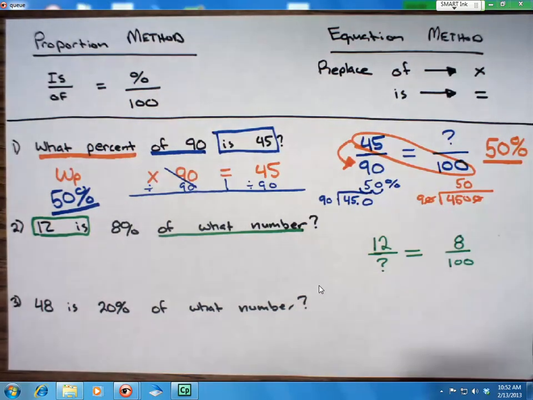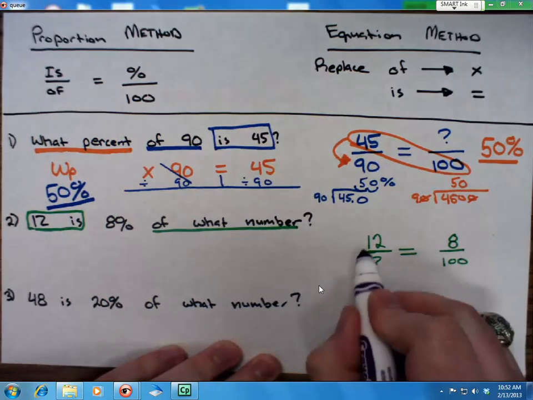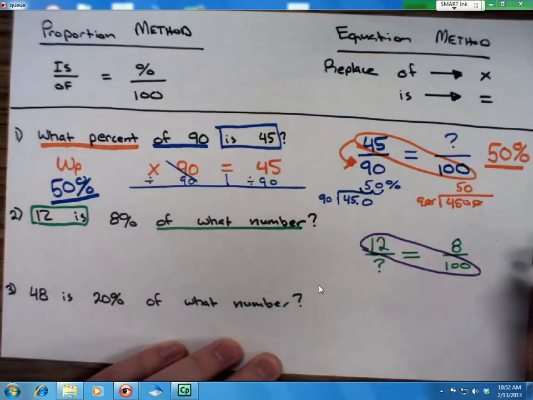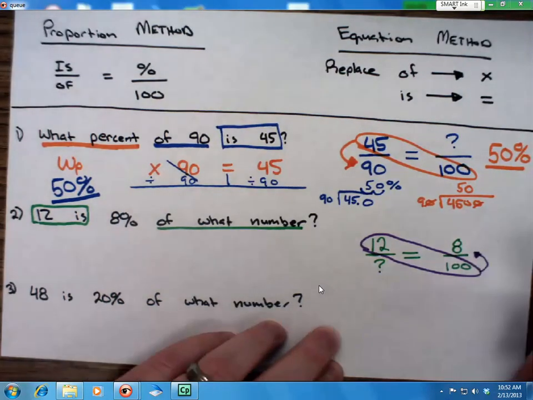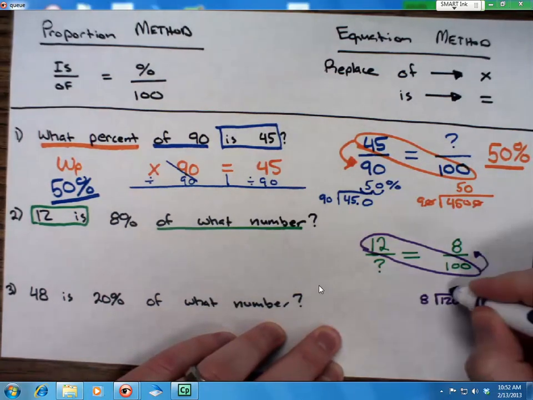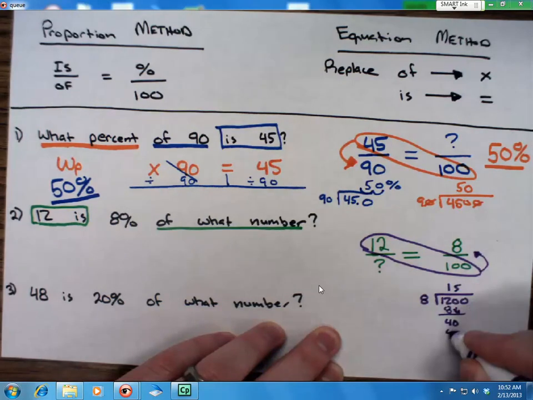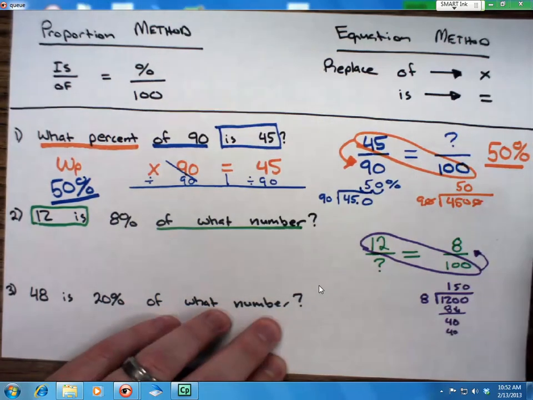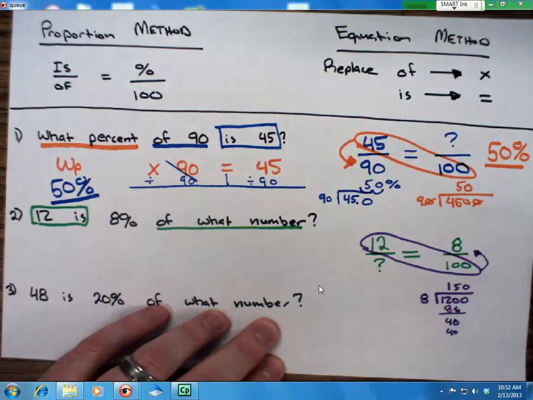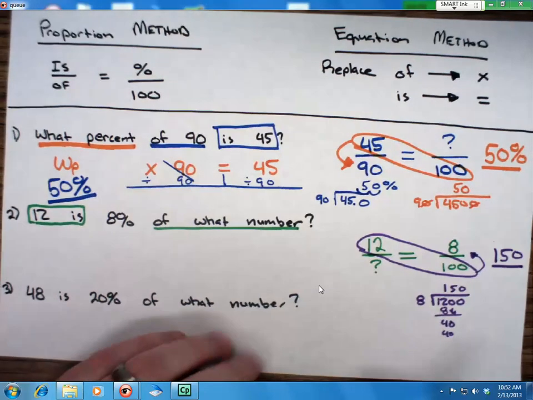Now that I have that set up, I can do my cross multiplying and dividing. Now remember, you guys should be copying this down in your notes. So when we cross multiply, that gives us 1,200, and then I have to divide by 8. Well, 1,200 divided by 8: 8 goes into 12 one time. 8 goes into 40 5 times. Add my 0, so it'll be 150. So I know that 12 is 8% of 150. 150 would be my answer in that instance.